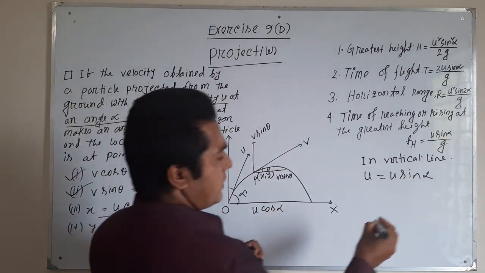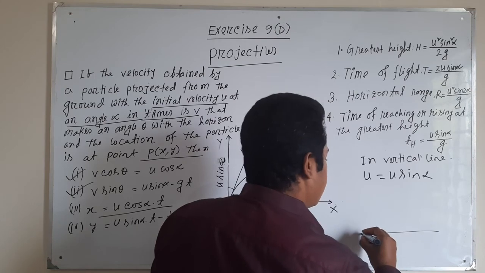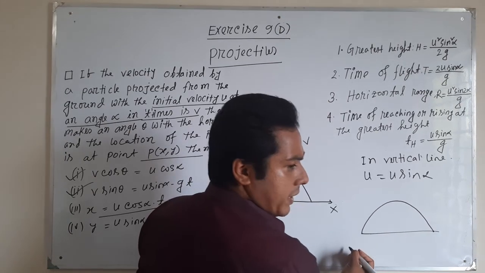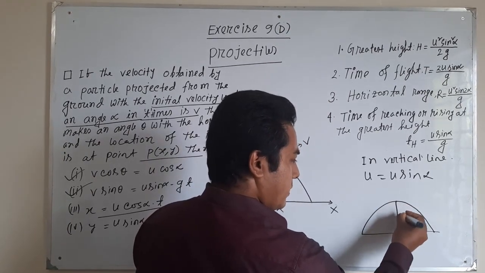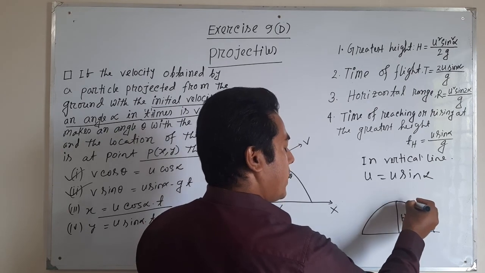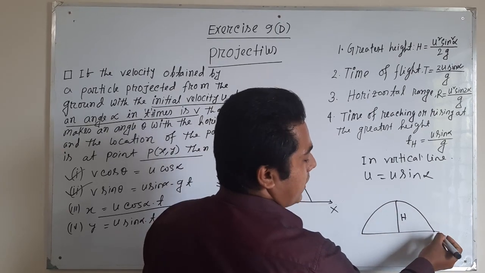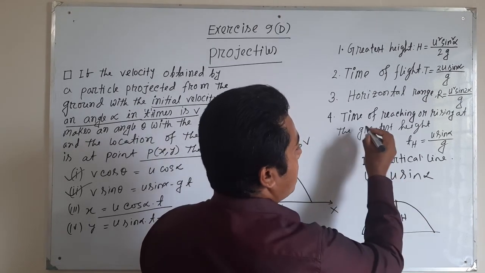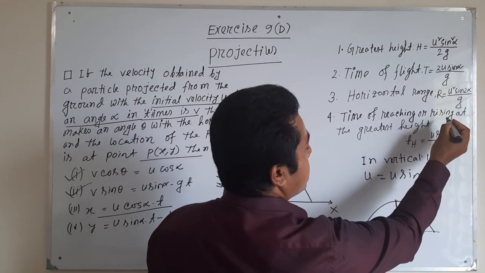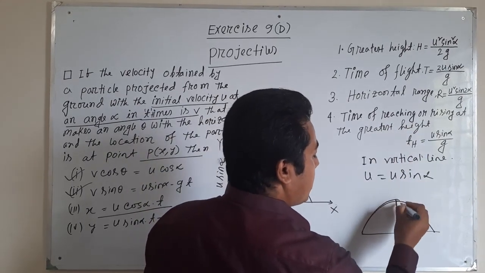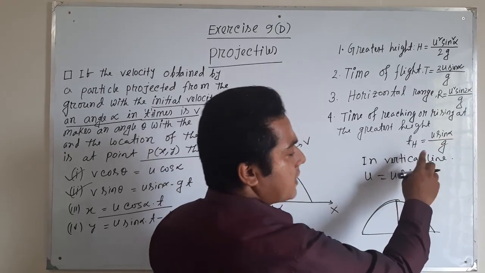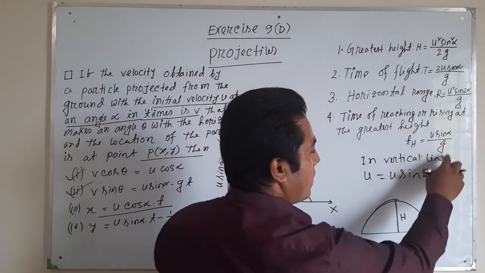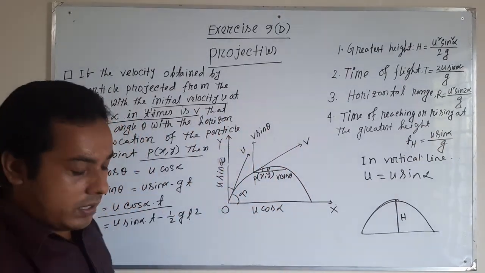And the time of rising to the greatest height. What is the greatest height? Just think of a vertical throw: after time t it reaches this point, then this is called the greatest height h, and after this height the particle moves downward, then after time t it will reach this point. So this is the greatest height. So the time of rising to the greatest height, in the previous case we already know is u divided by g, and in this case u is equal to u sin alpha divided by g.